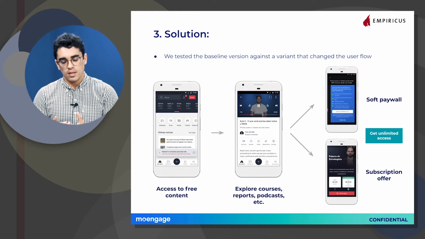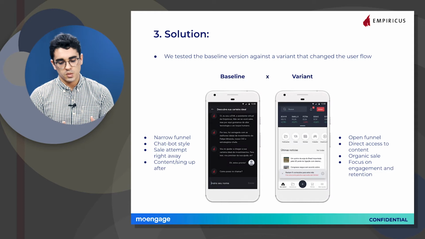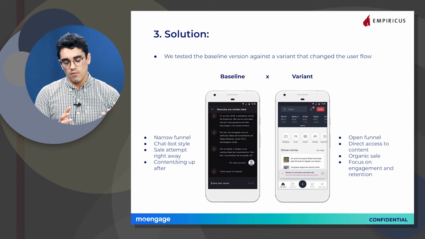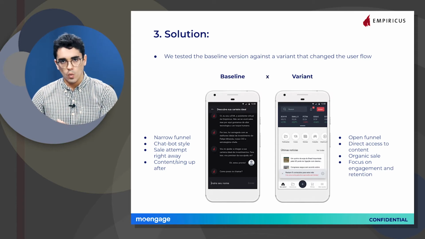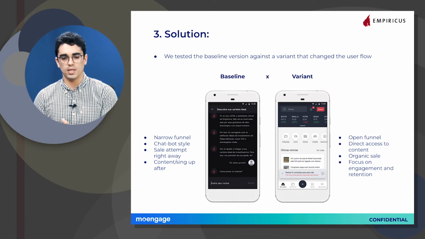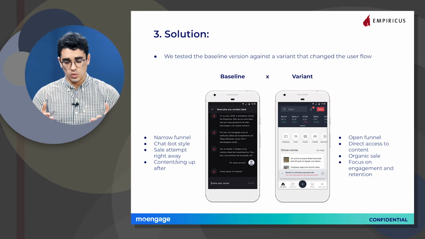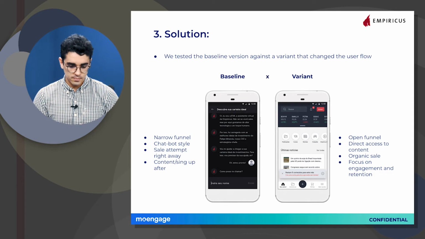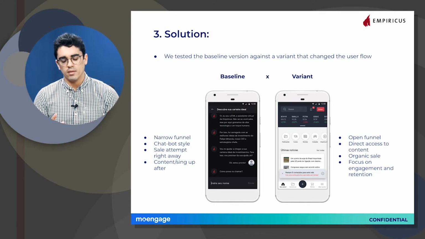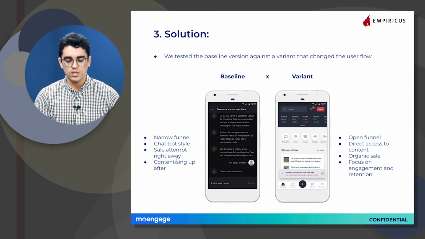And the cool thing in this particular experiment is that we first thought that if we went from a narrow funnel to an open funnel, we would obviously lose some of the purchasing power because it's not so dedicated to selling. So this is what we thought before beginning the experiment. But we said, okay, this should be nice, even though we're losing sales.